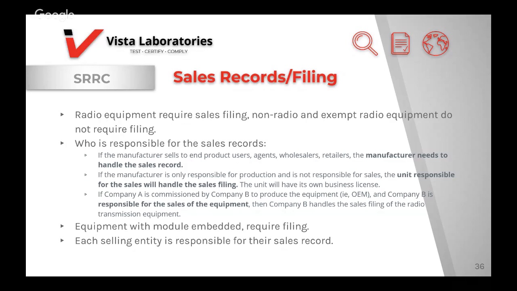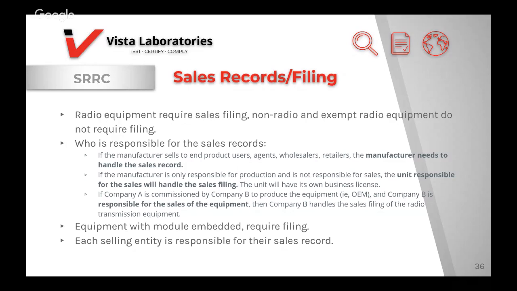Who is responsible for the sales records? In general, there are 3 cases. If you're a manufacturer and you also sell your end product to users, agents, wholesale sellers, retailers, etc., then you are responsible for the sales record. If you're only responsible for the production and not for sales, then the entity responsible for the sales will handle the sales filing. And lastly, if, for example, company A is commissioned by company B to produce the equipment, but company B is responsible for the sales, then company B will handle the sales filing.